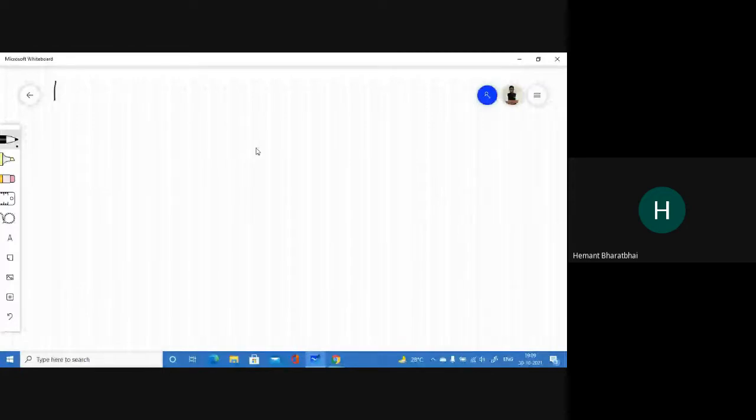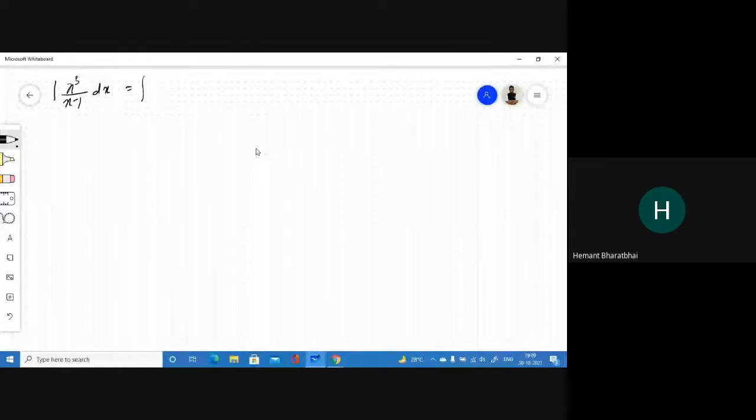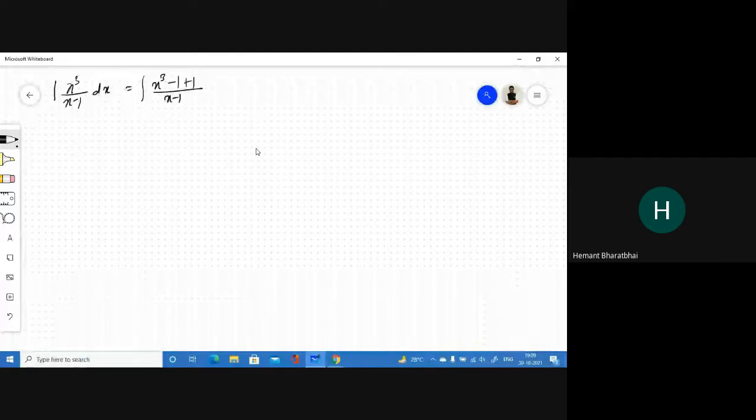Integration of x cube upon x minus 1 dx. Okay, so let's see how to do this. So again, what I'll do is I'll just do adjustment over here. x cube minus 1 plus 1. I'm just adjusting 1, which can further be written as x cube minus 1 upon x minus 1 plus 1.